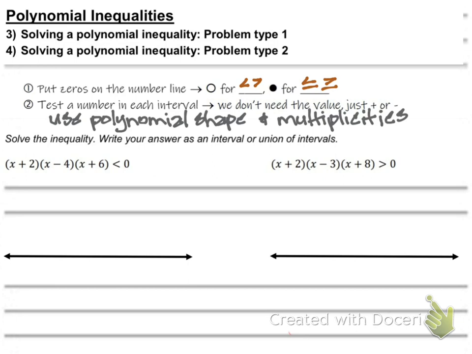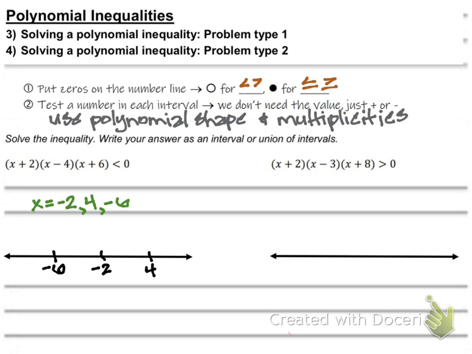Okay, so this is different from a quadratic because a quadratic only has two factors, right? So now we have more than two factors. So we have x plus 2, x minus 4, x plus 6 is less than 0. So just like we've been doing, we're going to pull our zeros out. So x is either a negative 2, a positive 4, and a negative 6, correct? It's just like we set that equal to 0 and pull them out. So those three guys are going to go on my number line. I have a negative 6, a negative 2, and a positive 4.